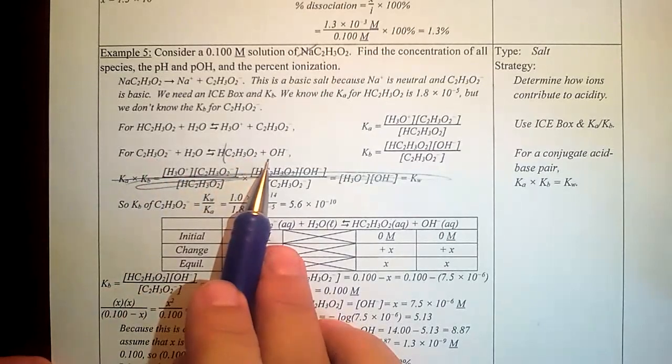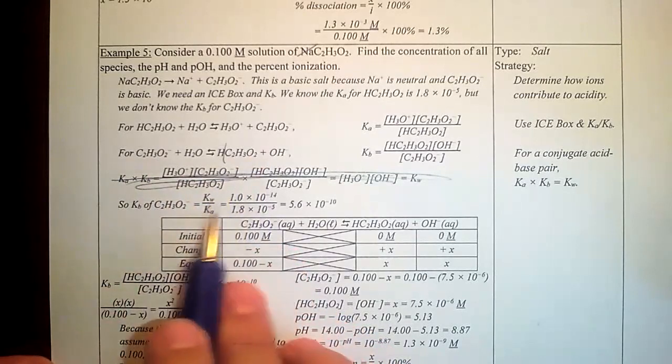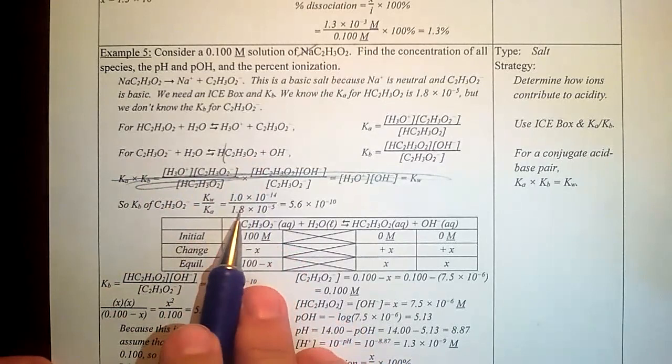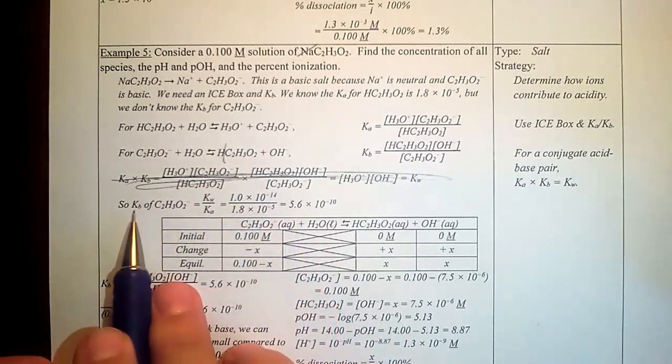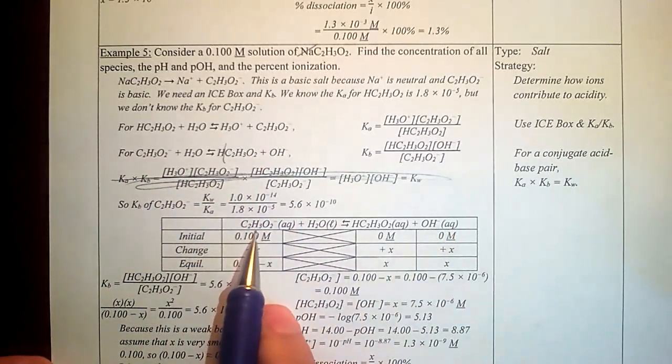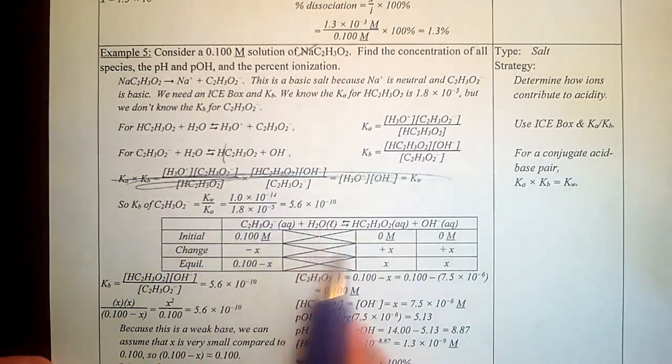Ka does me no direct good. I have to use it. Remember this problem here? I have to use it to divide into Kw to get Kb. Kb will be this. And now I can set up an ICE box with the anion plus water yields the acid and the OH minus. Water does not have a molarity in water. It's a liquid, so its molarity is non-existent.